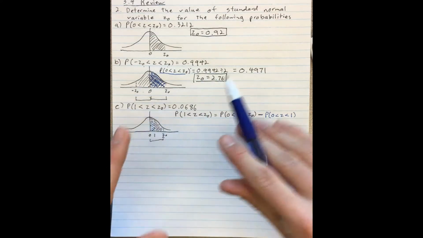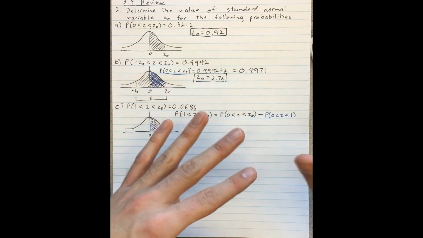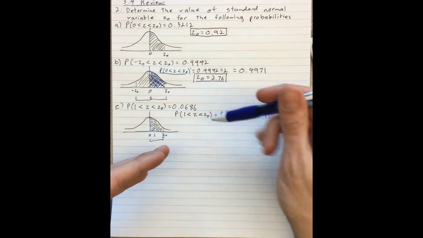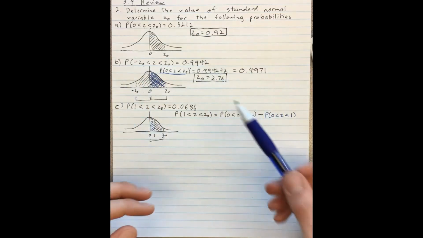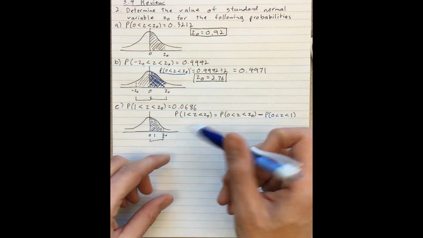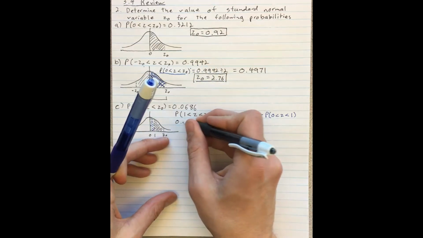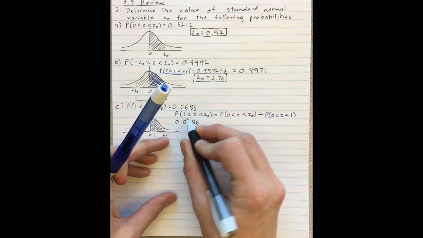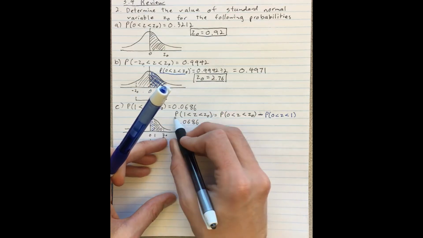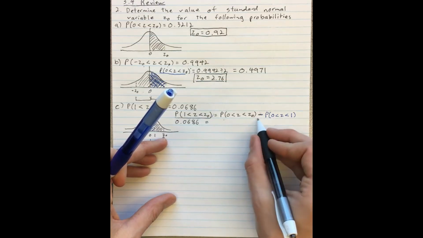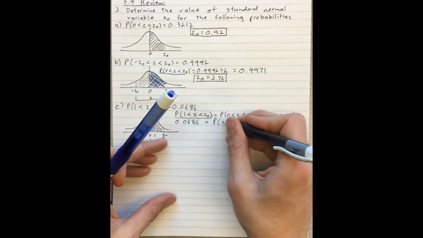Okay, now we have to combine things. So we have to use a little bit of our reverse engineering skill and a little bit of what we know and a little bit of this new skill that we've learned in the last few questions. So I know what the value of this number is. It's certainly 0.0686. So I'm just substituting that number in for this whole expression right here. We don't know what this is yet, but we're going to figure it out.